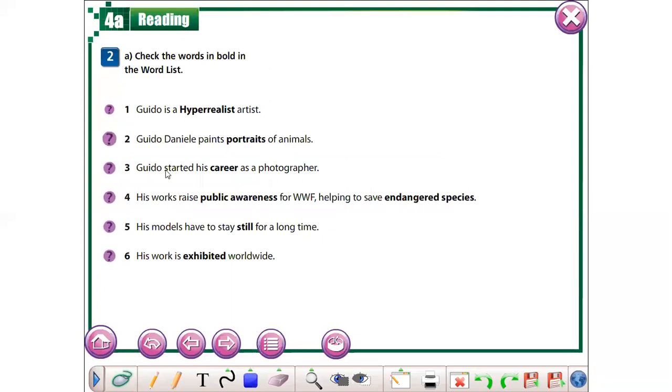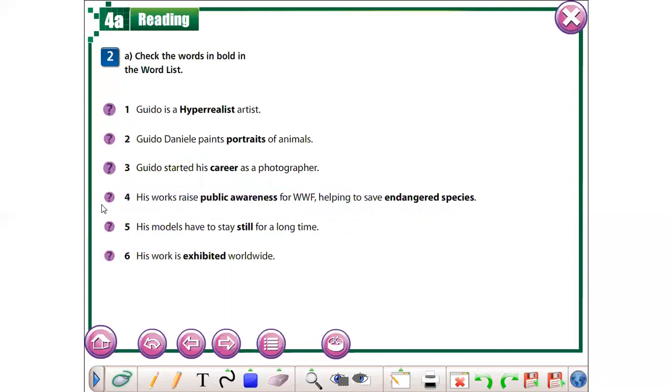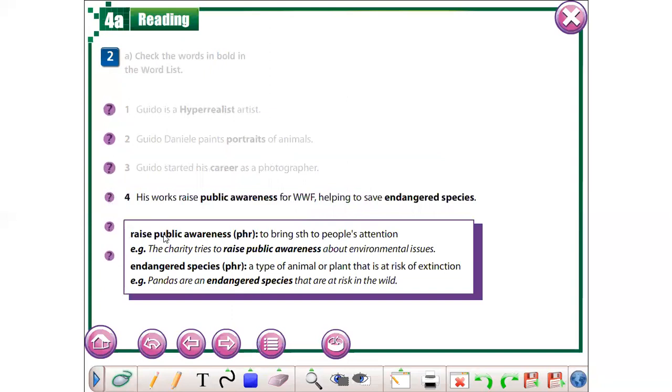Number 3, Guido started his career as a photographer. Let's check the meaning of career. Career, the period of your working life. Number 4, his work raised public awareness for the WWF, helping to save endangered species. So let's check public awareness and endangered species. To raise public awareness is a phrase that means to bring something to people's attention. Endangered species is a type of animal or plant that is at risk of extinction.